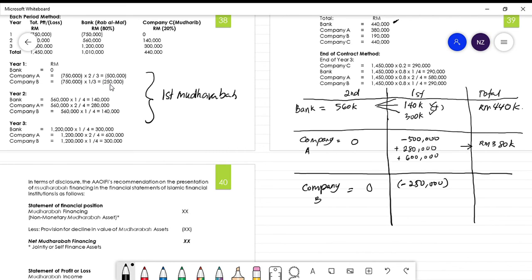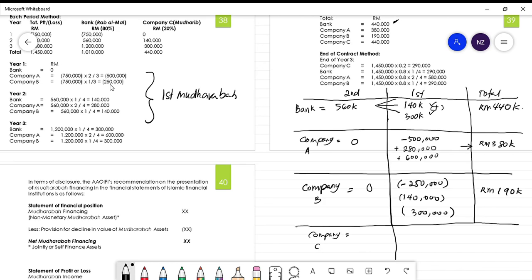Here plus with the second year of profit dapat 140,000. And the third year dapat 300,000. So when you plus here, you akan dapat RM190k. So this is actually how you calculate the total amount lah. Kan? So, ni pun sama lah, just repeat lah. Cuma company C related dengan second mudharabah sahaja. Dia tak related dengan first mudharabah punya contract. So the amount should be on the first column lah. Kan kat sini kan.